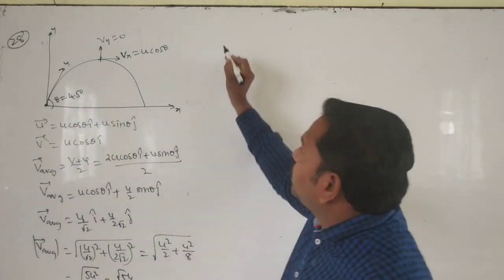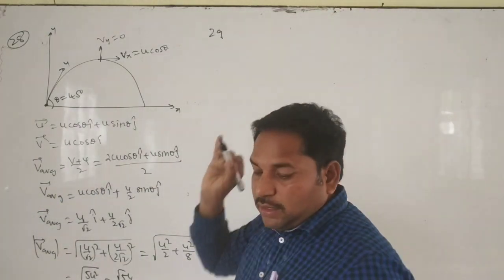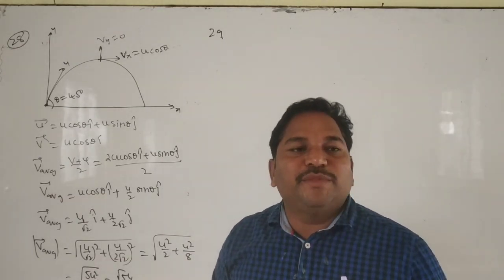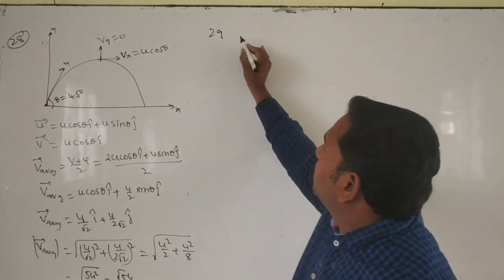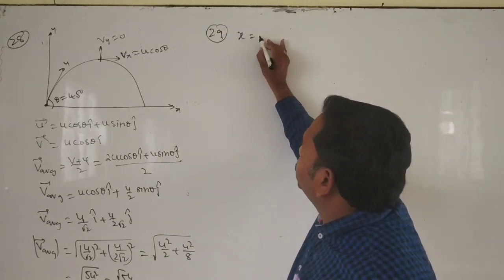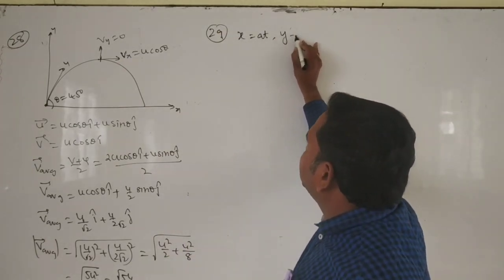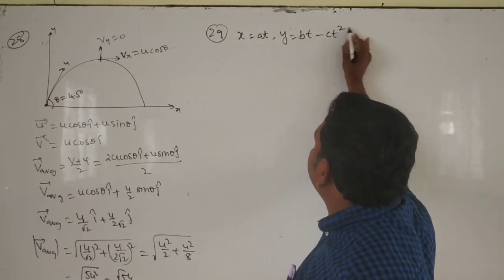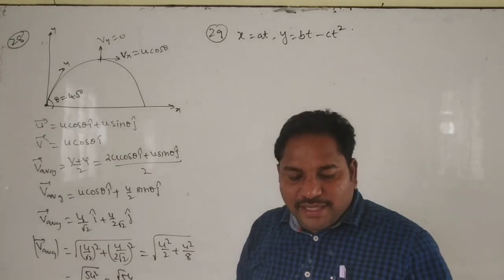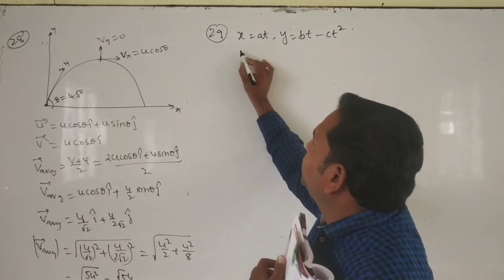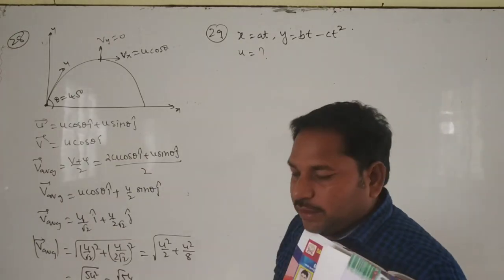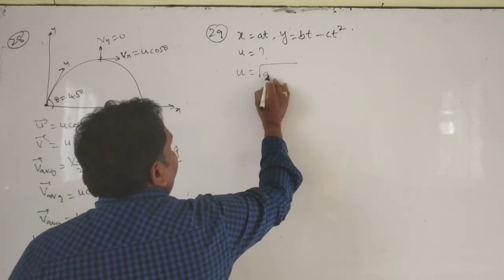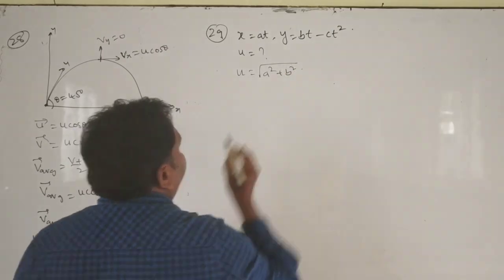Next, question number 29. Horizontal and vertical displacement of the projectile is given: x equals a t and y equals b t minus 3 t square. We have to find the velocity of projection u. It's a simple shortcut formula: u equals root over a square plus b square.